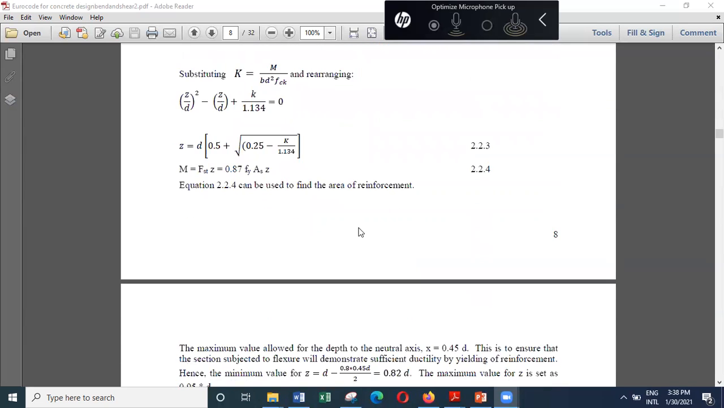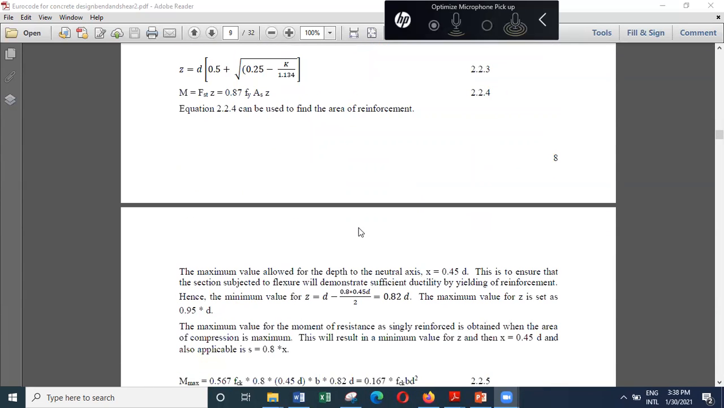I explained this just to make it complete. I'm sure most of you are very familiar with all this. But there are certain parameters that we have to be a little familiar with. That is, the maximum depth to the neutral axis is 0.45d. So if x is equal to 0.45d, then you can calculate the value of z.